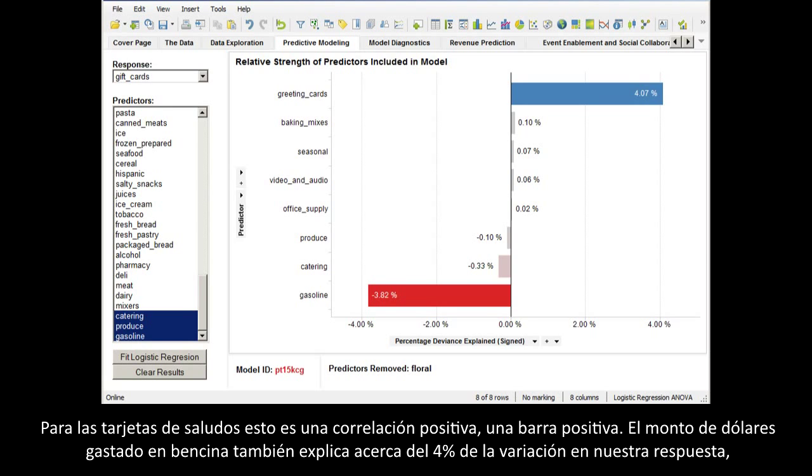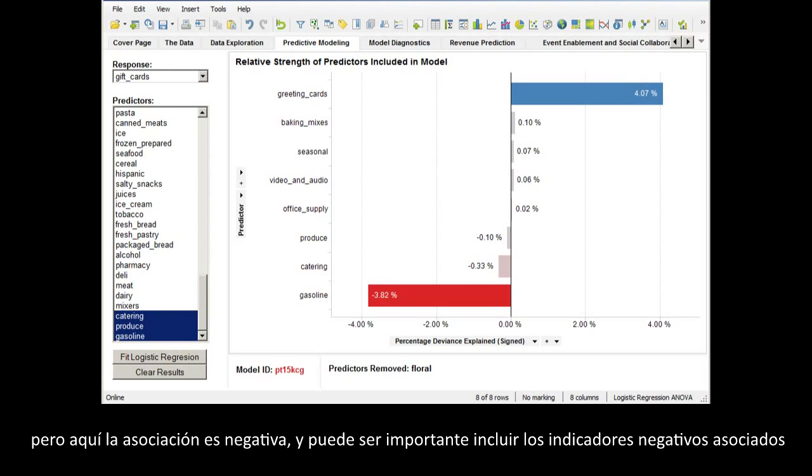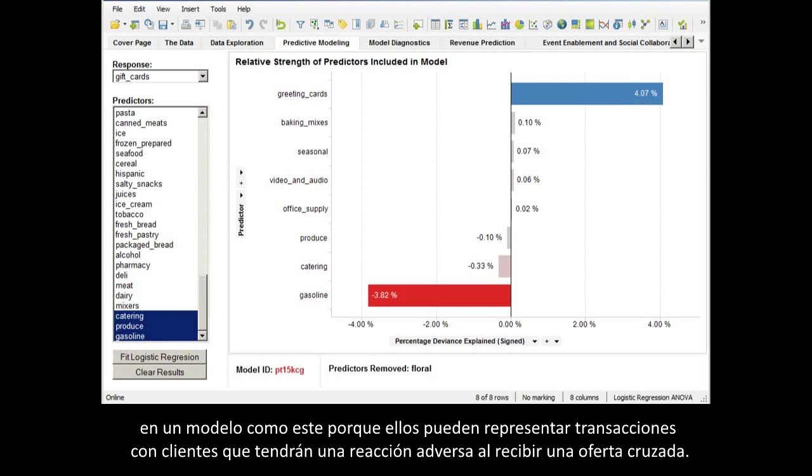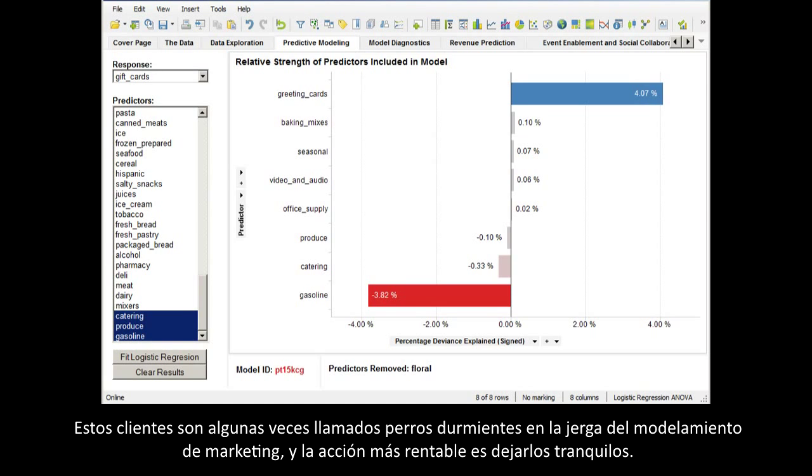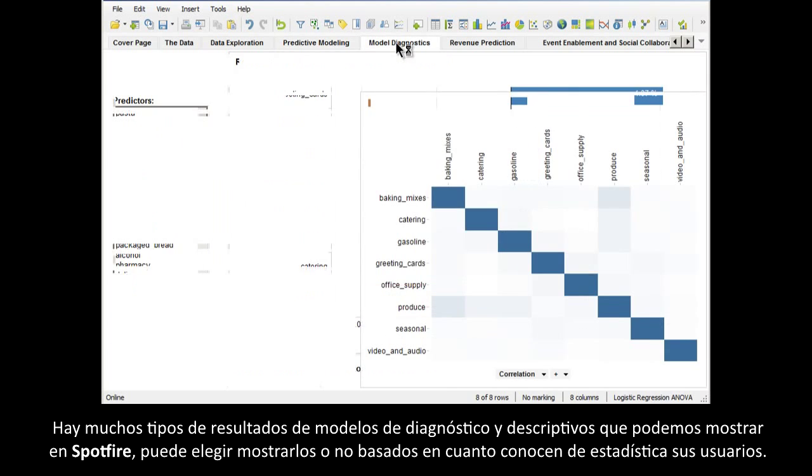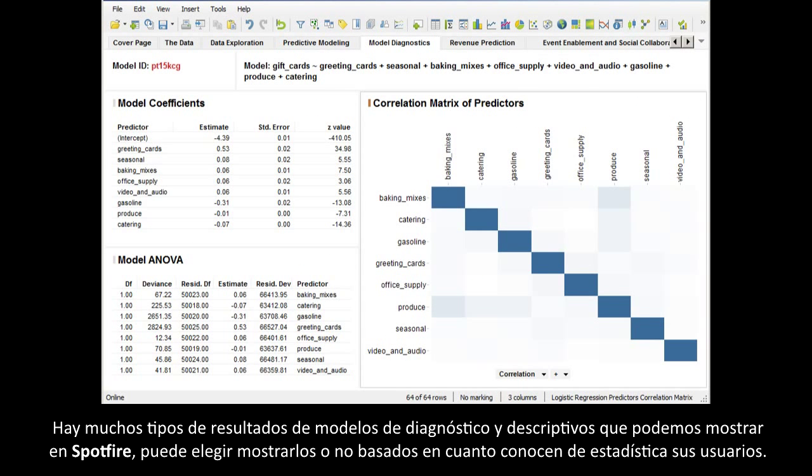The dollar amount spent on gasoline also explains about 4% of the variation in our response here, but the association is negative, and it can be important to include negatively associated predictors in a model like this because they may represent transactions where the customer will have an adverse reaction to being given a cross-sell offer. These customers are sometimes called sleeping dogs in the parlance of uplift modeling, and the most profitable action is to just leave them alone.